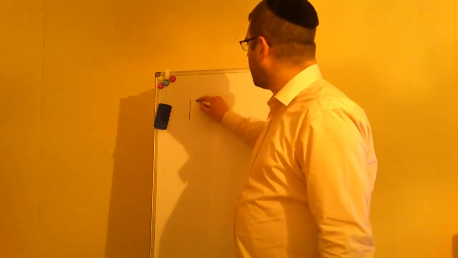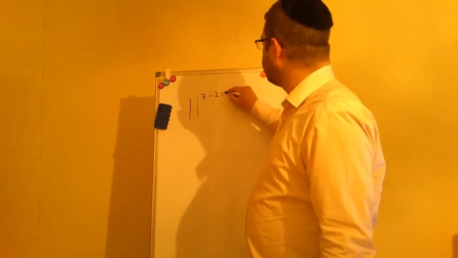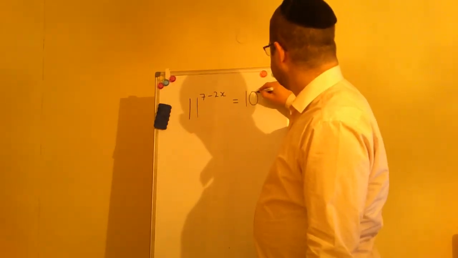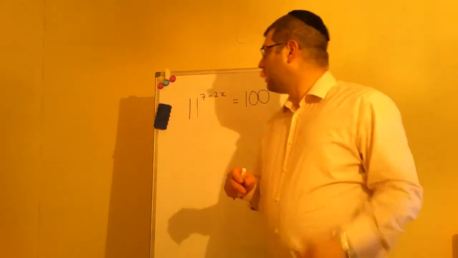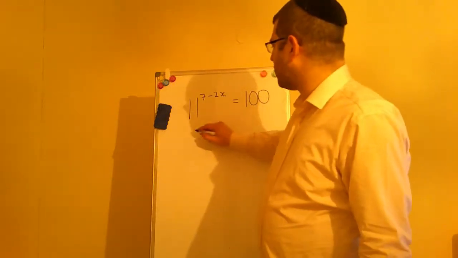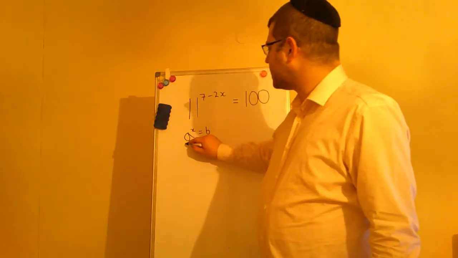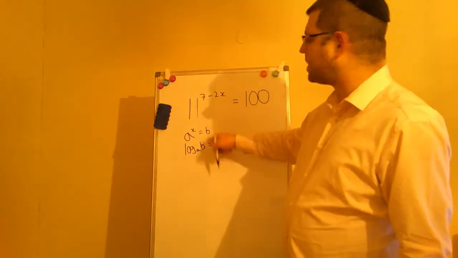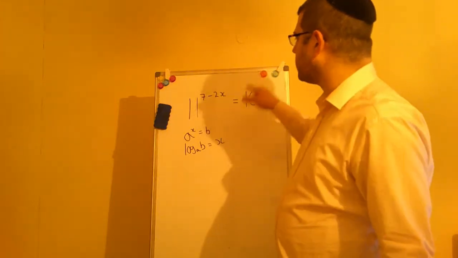So let's say I've got 11 to the power of 7 minus 2x, which is equal to 100. And we want to solve that equation, so obviously it means I need to find the value of x. Now, to solve this equation, I need to use logarithms. Why? Remember we said that a to the power of x is equal to b is the same as log base a of b is equal to x. Those two statements are equivalent and are interchangeable, which means that I can rewrite this in terms of logarithms.